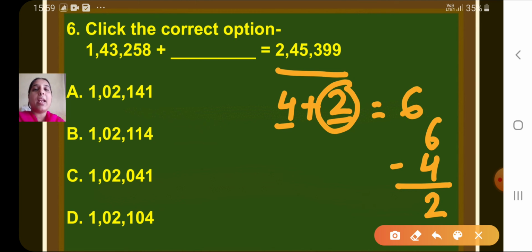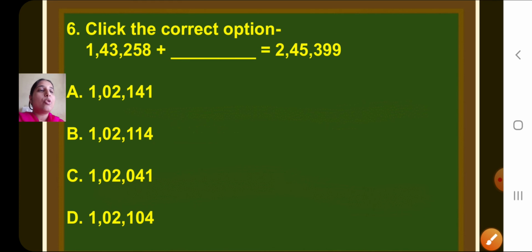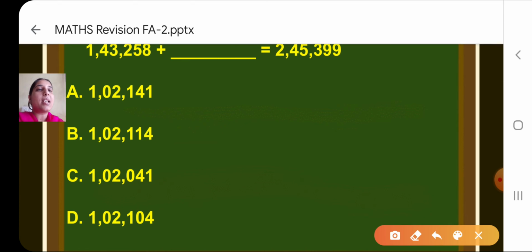In the same way, just see this example. What should be added to 1,43,258 to get 2,45,399? So what are we going to do? Like there we subtracted 4 from 6, in the same way, we will subtract to get the answer. So let's subtract.